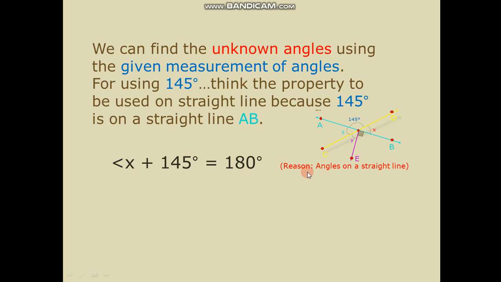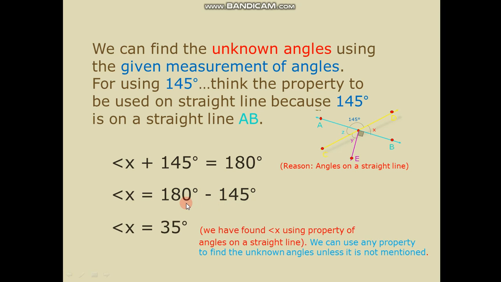I have given the reason in front of my step, that angles on a straight line add up to 180 degrees, so I can use this step. Similarly, students can also use the reasons in front of every step to show their working more clearly. Here I have moved 145 degrees to the other side, and it will be subtracted from 180 degrees, and you will get angle x equals 35 degrees. We have found angle x using the property of angles on a straight line.